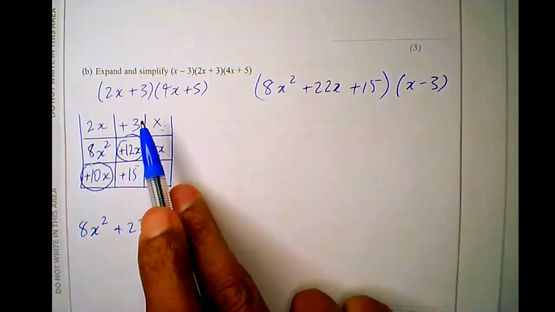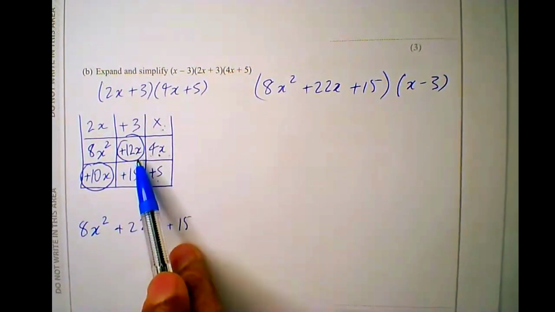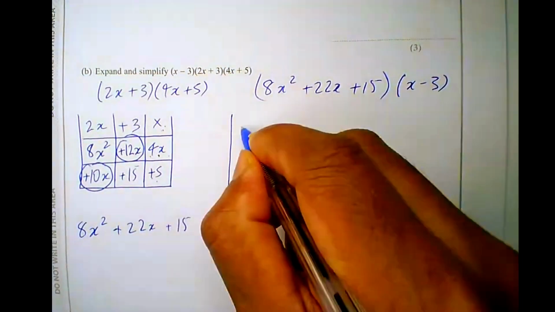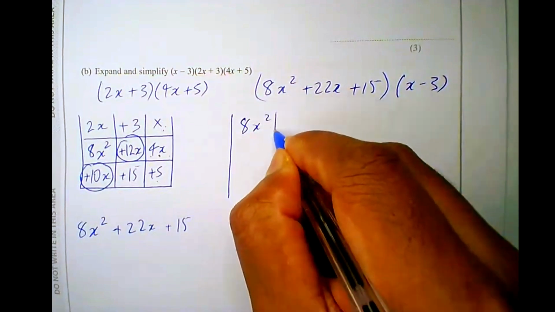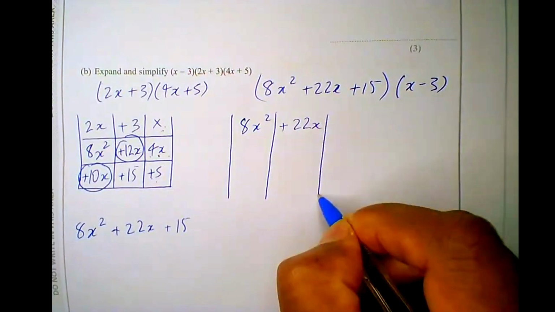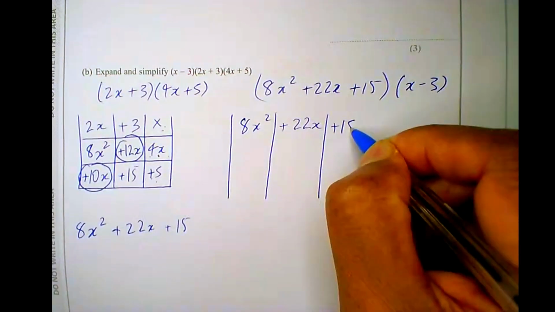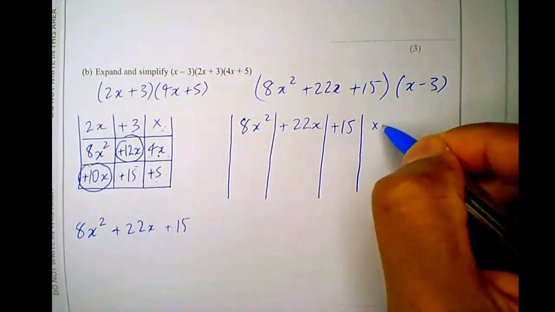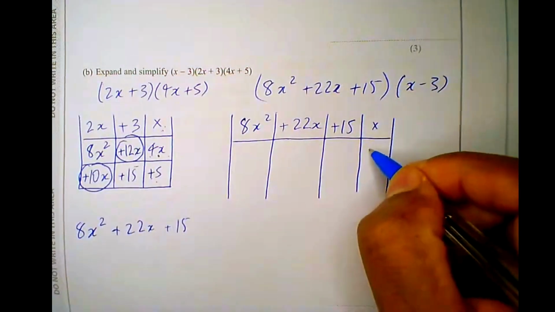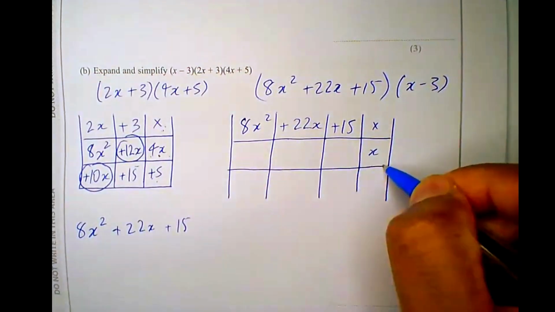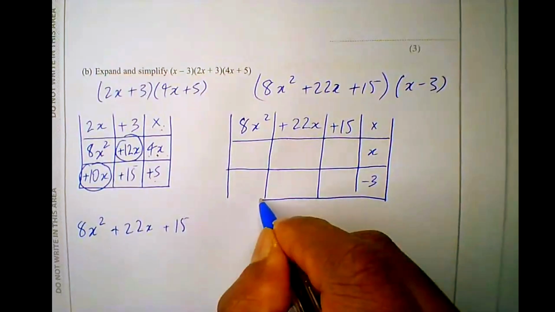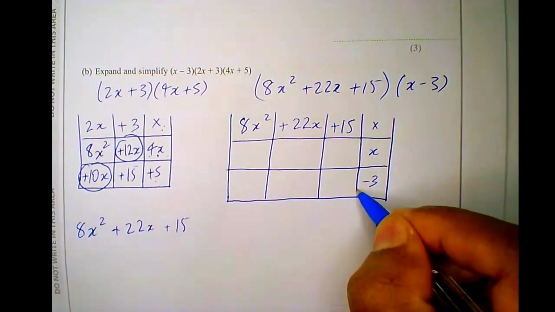Okay, and don't worry if you've done differently to my first two brackets, that's okay. Your final answer will be the same. So I'm now going to draw my grid. 8x squared plus 22x plus 15 multiplied by x take away 3. So that's my grid. And now I just fill it in.